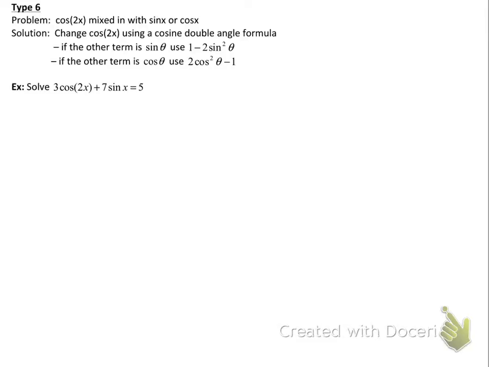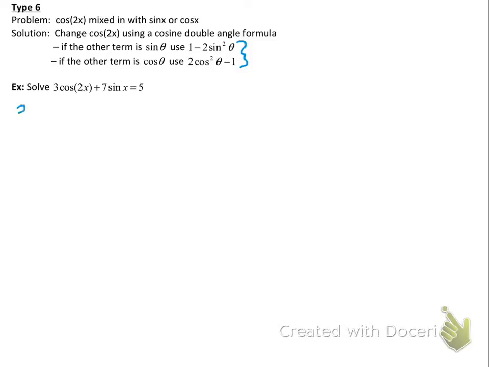Okay, so if we have a double angle with cosine, we have a couple options. If the other term that is there, other than the double angle term, is sine, you're going to use the double angle formula in terms of sine. If the other one is cosine, you're going to change it and use the double angle formula that's in terms of cosine. So the single angle, that linear term right there, is going to be the one that dictates which one of these you substitute in.